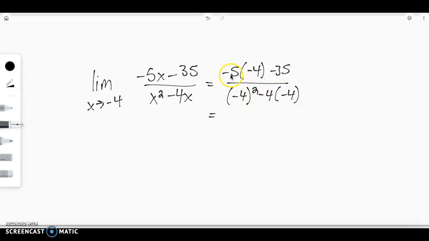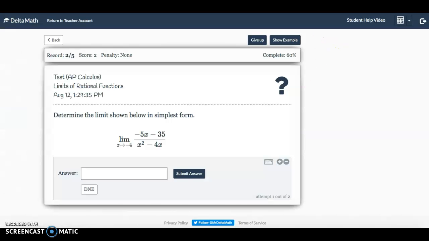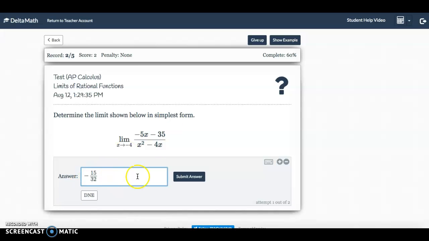plus... negative 4 times negative 4. Let's see, negative 5 times negative 4 is positive 20. 20 minus 35 gives me a negative 15. On the bottom, negative 4 squared is 16, and negative 4 times negative 4 is another 16, so 16 plus 16 would be 32. Yeah, that seems right. All right, that's good. So I'm going to plug in negative 15 over 32 and see if that's my answer.